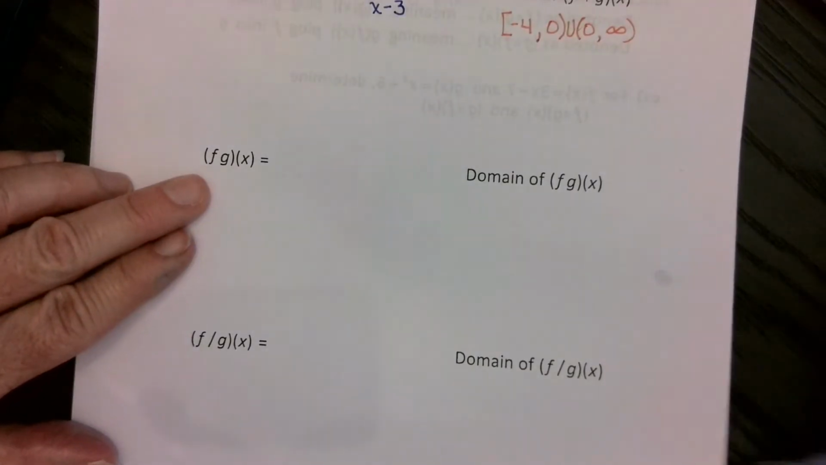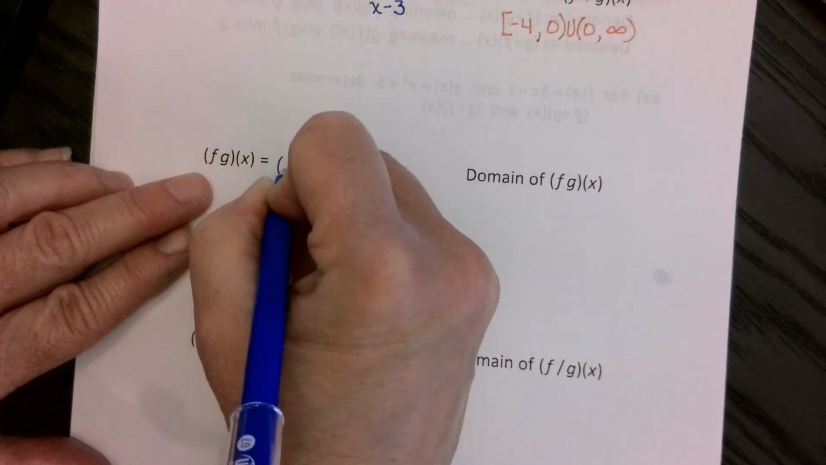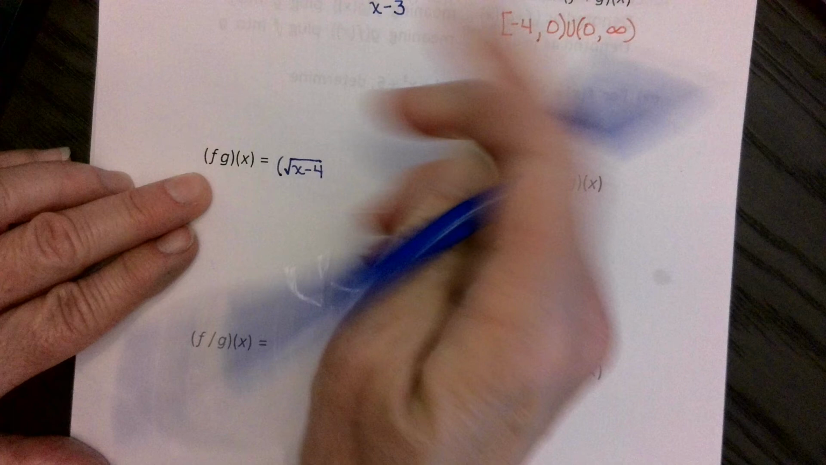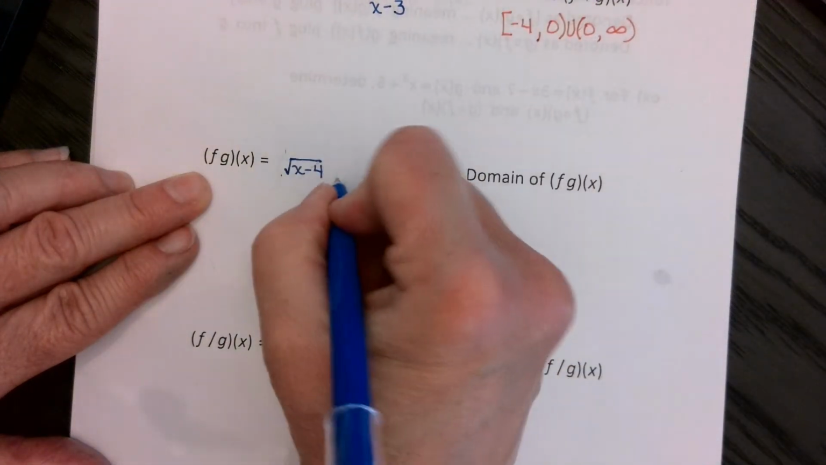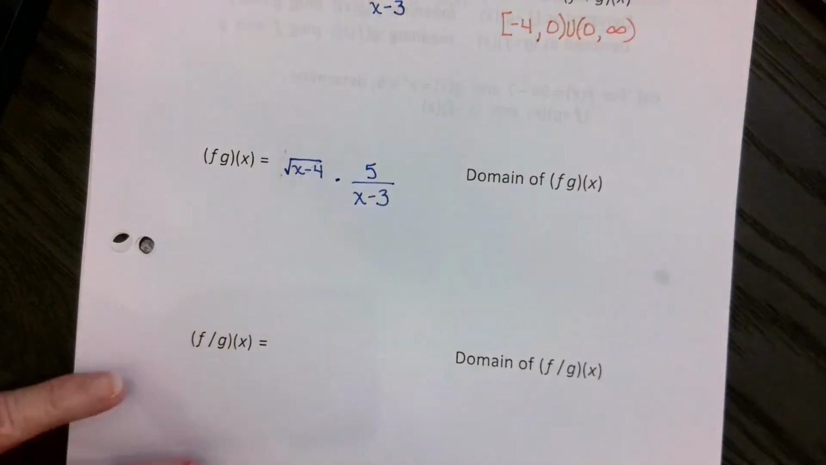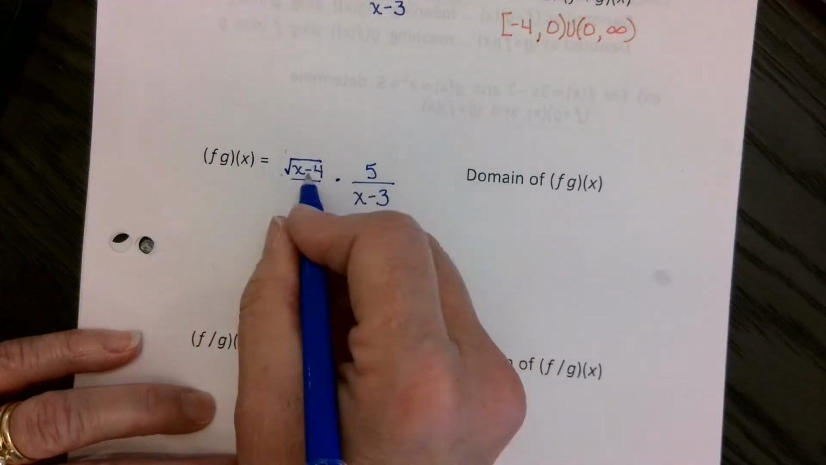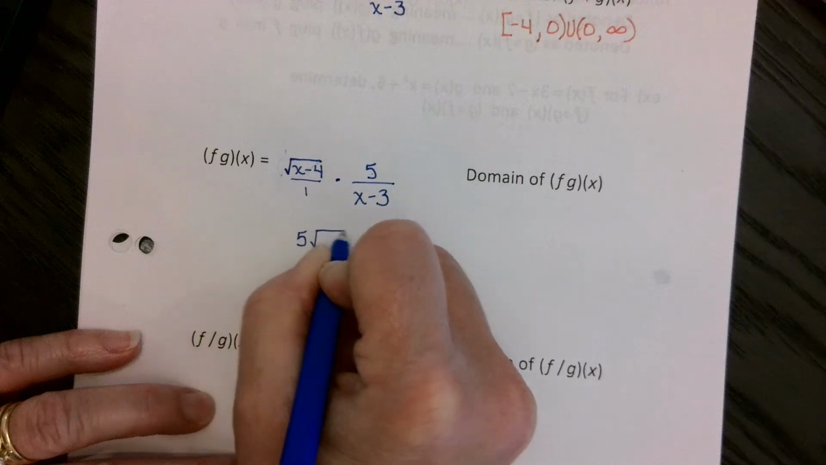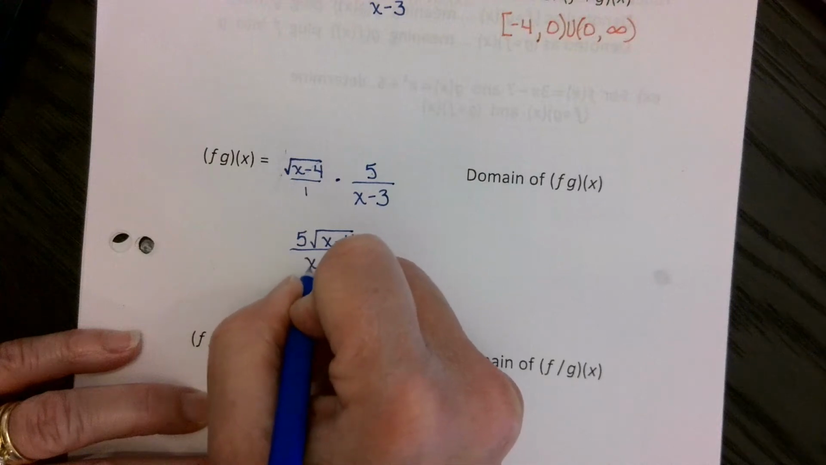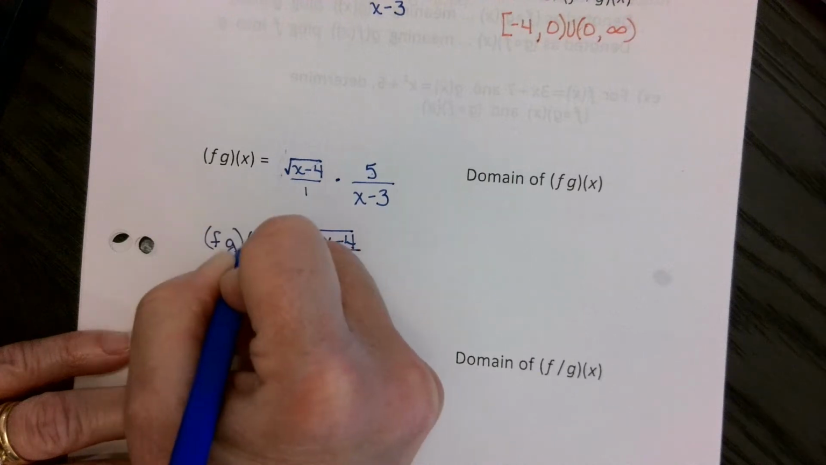All right, this one right here, we're going to multiply. We're going to say f of x times g of x. So we have the square root of x minus 4, times 5 over x minus 3. Now this one here, we can make it look a little bit better than this. This is really over 1. When we say 5 times that, we get 5 times the square root of x minus 4, all over 1 times x minus 3, which is x minus 3. So our new function is f times g of x.